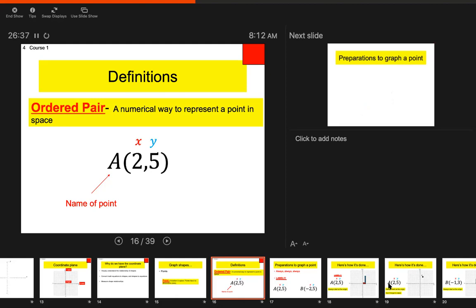The number one mistake students make is they forget it goes X, Y. They think it might go Y, X. It always goes X, Y.